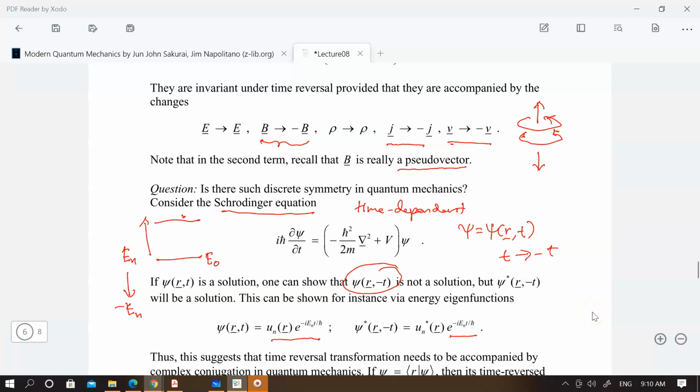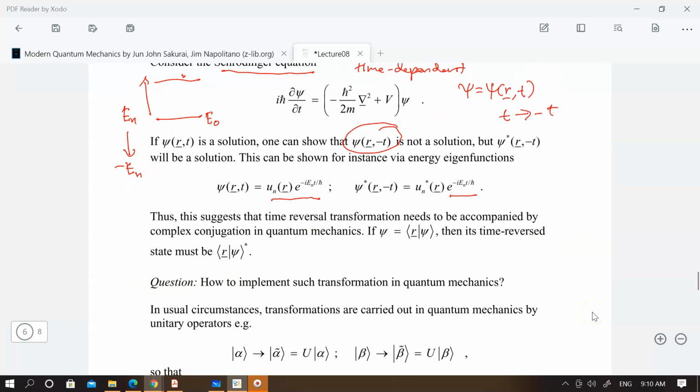So in other words, in quantum mechanics, time reversal will need to be coupled together with the conjugation process for this wave function, for example. Okay. So in other words, we need to be able to consider this, but for the time reverse state, it must be considered the case with the conjugate.